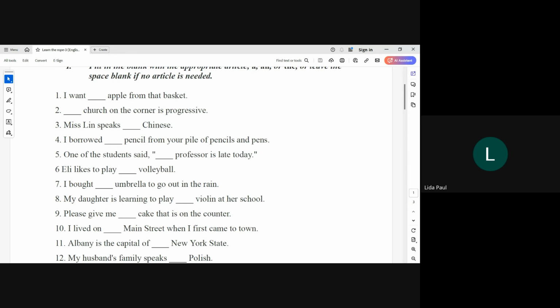Okay. Now, third one, Miss Lin speaks dash Chinese. I think no article. Blank space. There are a couple of nominal usages or nouns which do not require any articles. One example is this. What does Chinese refer to here? It's the name of the language, right?